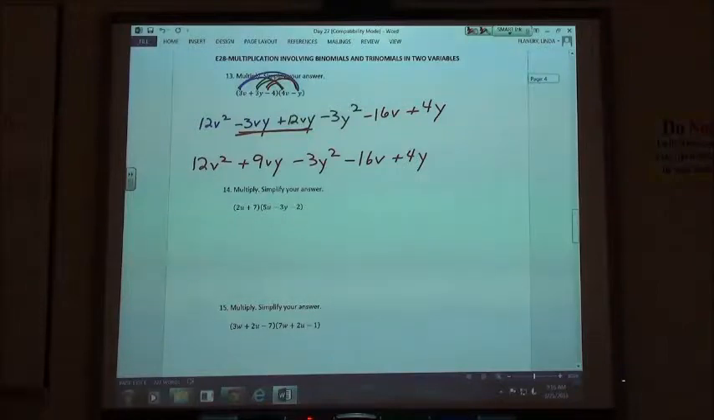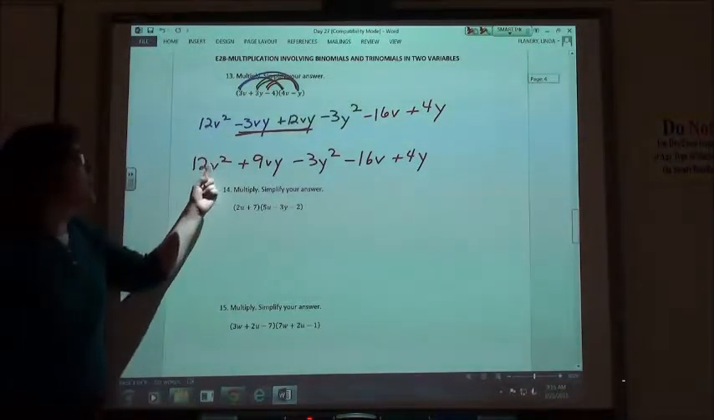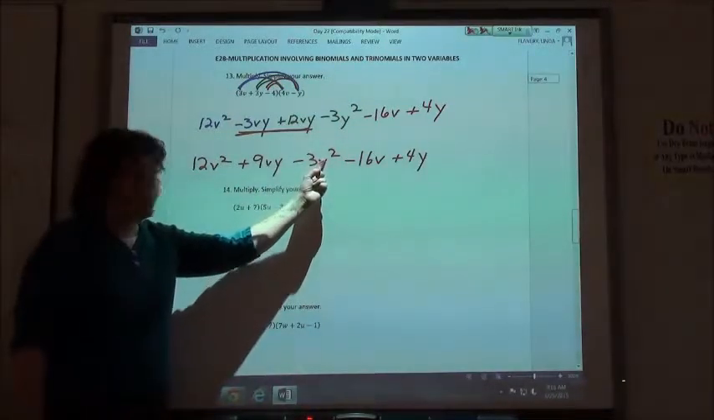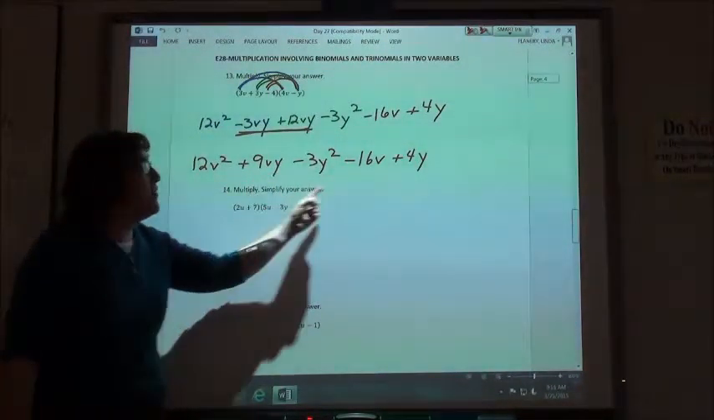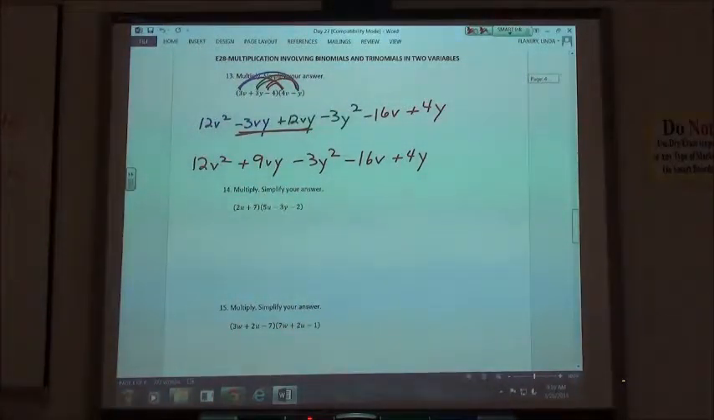Now on Alex, they'll probably rearrange this a little bit. They put the answer in what's called descending order, so they probably put the two with the squared terms first, then the term with the two variables, and then the ones with one variable, just because it's fun. Not that you have to do it.